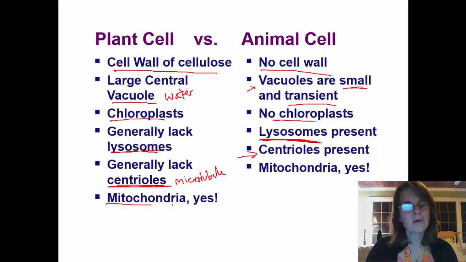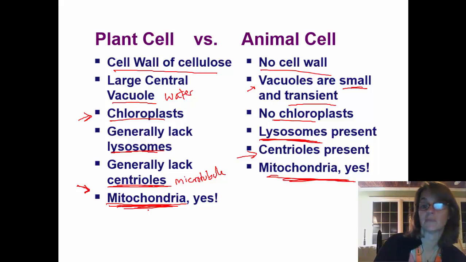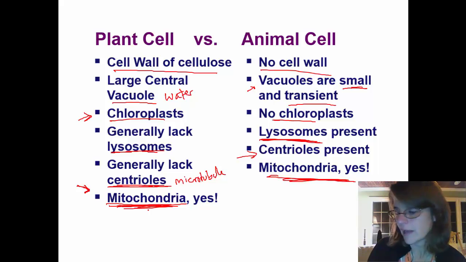Please note, they both have mitochondria. Sometimes we forget that plant cells, even though they make their own food, still have to break that food down once they make it in the mitochondria to get the energy out. So the mighty mitochondria gives both cells usable energy.